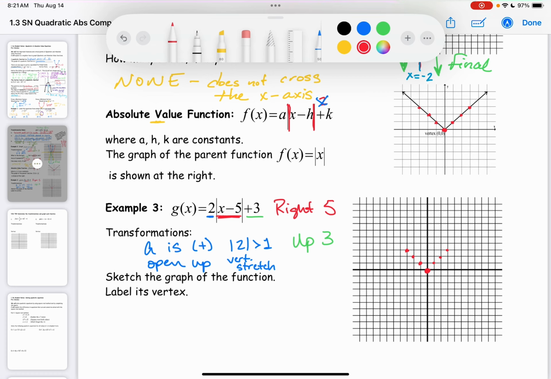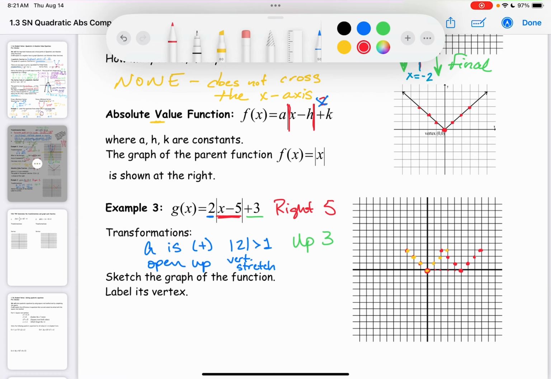So we need to move it to the right 5. Let me color code this one since I didn't do a good job of that on the last one. I'll make the original, I'll make the parent yellow. Now I'll match my shifts with their color. So I'm gonna move to the right 5. 1, 2, 3, 4, 5. I'm gonna put my 1, 1, 2, 2, 3, 3. Negative 1, 1, negative 2, 2, negative 3, 3. So you can see we moved it to the right 5.